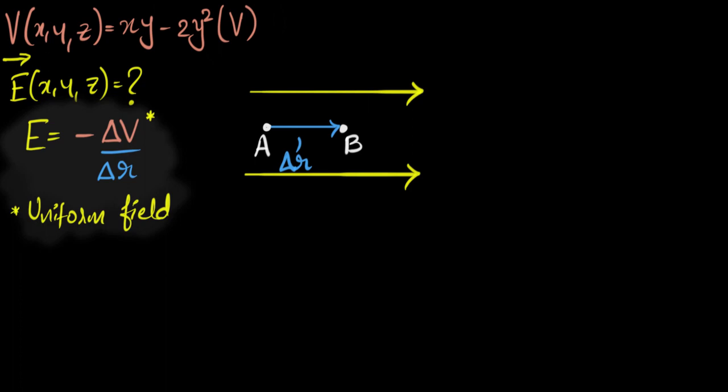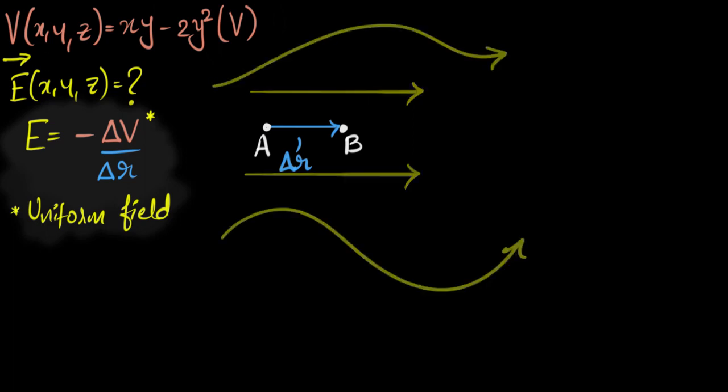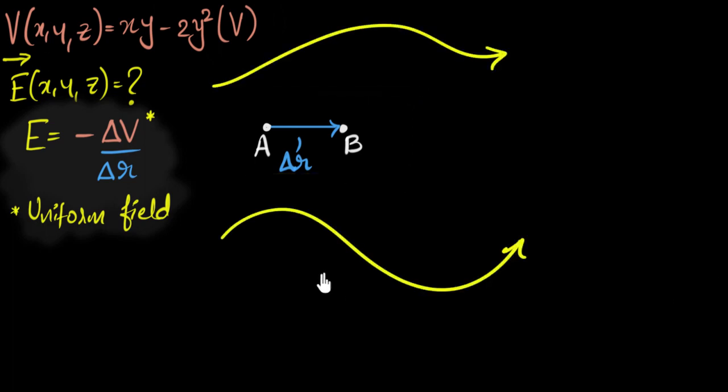Let me draw that. So let's say our electric field is non-uniform. Then what do we do? The moment I step forward, immediately the electric field might have changed. Then if I do this, I will get an average value of the electric field between point A and point B. I don't want that. I want the electric field at A. How do I do that?